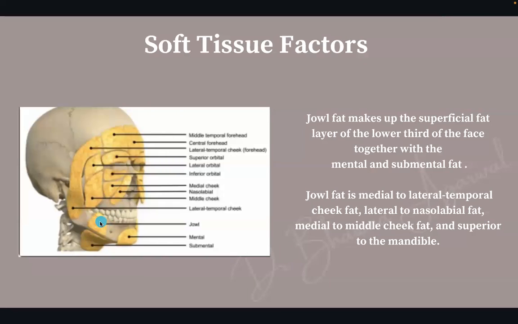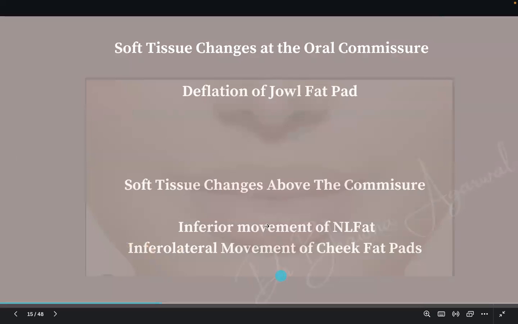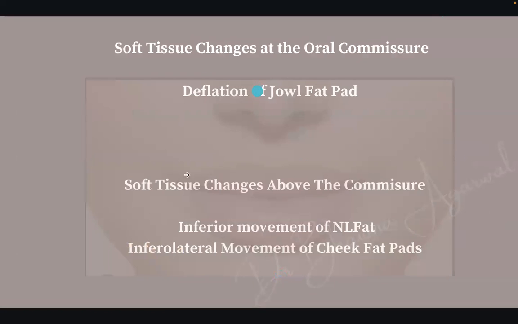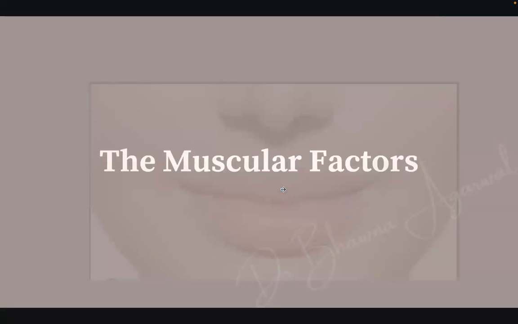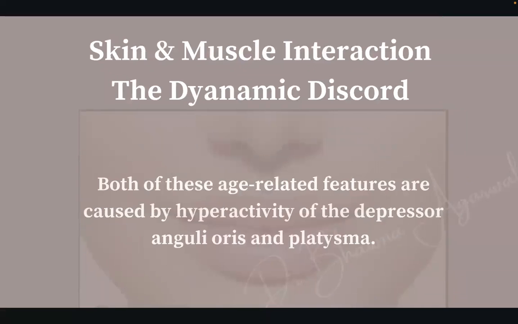So the loss in this tissue, it doesn't descend, but it deflates. So the underlying support to the muscle is gone. So there is deflation of the jowl fat pad. Then there are soft tissue changes above the commissure. I'm going a little fast because I'm explaining this again later on.